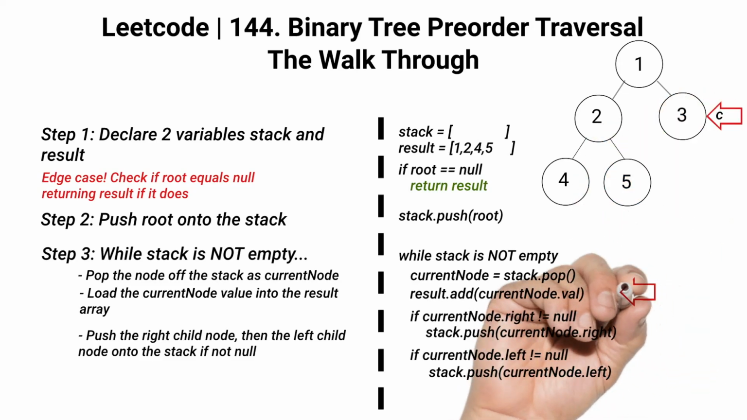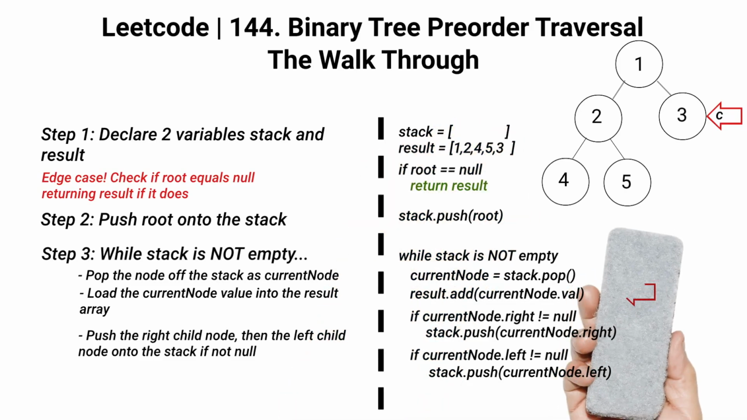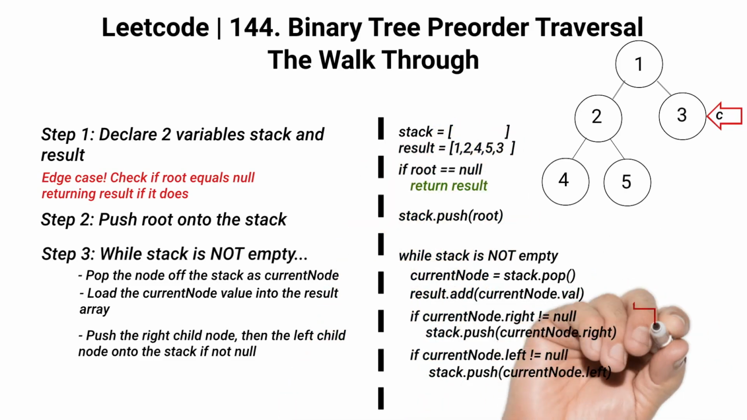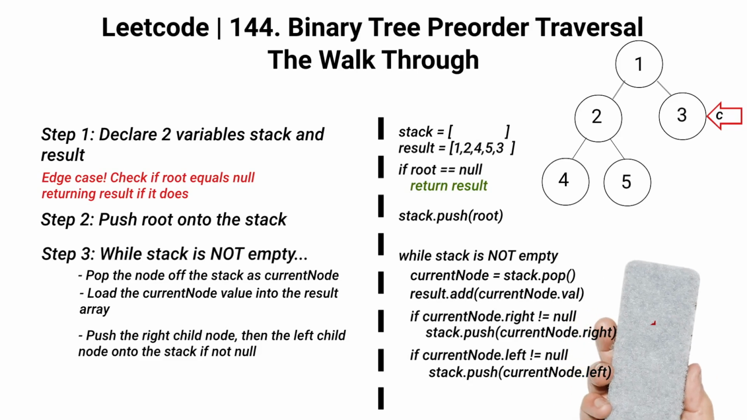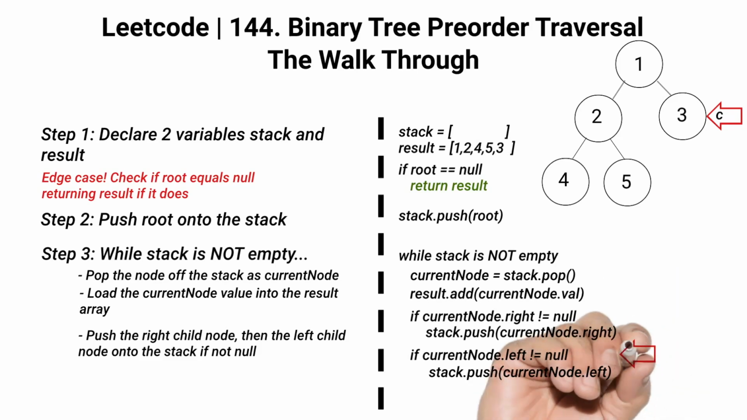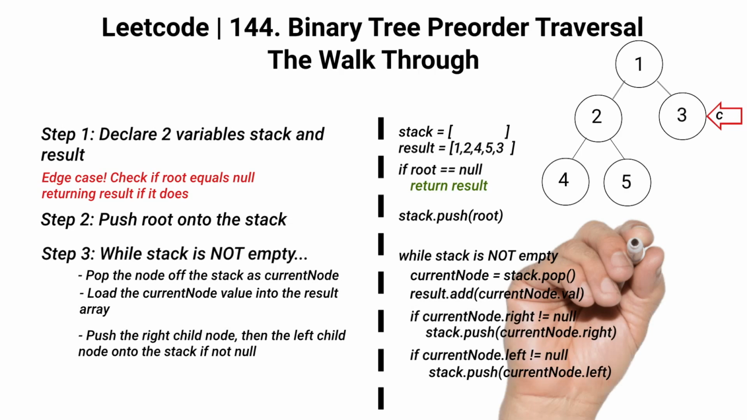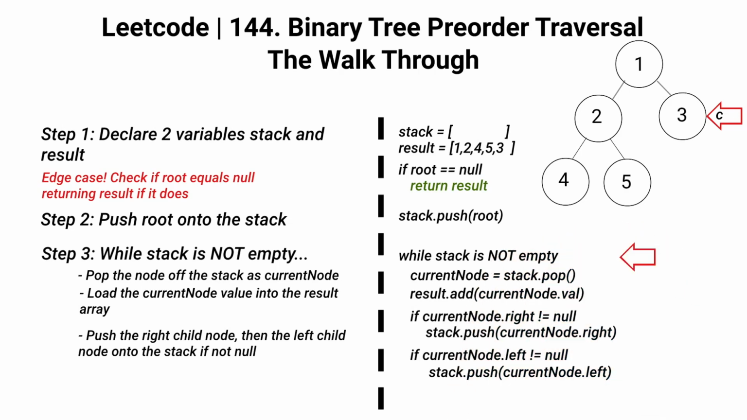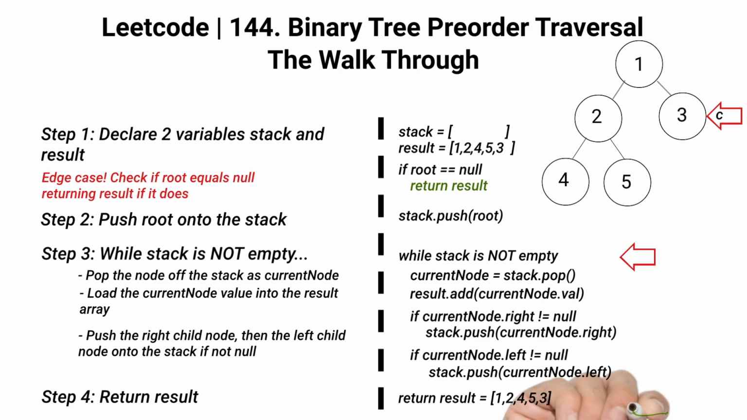Add the value of the 3 node to the result, so add 3 to the result. Check if the current node has a right child, it does not. Check if it has a left child, it does not. And then we'll check if the stack is not empty, which we can see the stack is empty, so step 4, return result. The result is 1, 2, 4, 5 and 3, which is exactly what we expected.